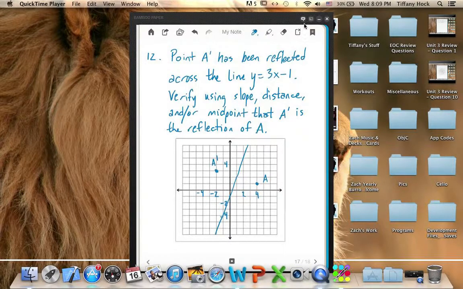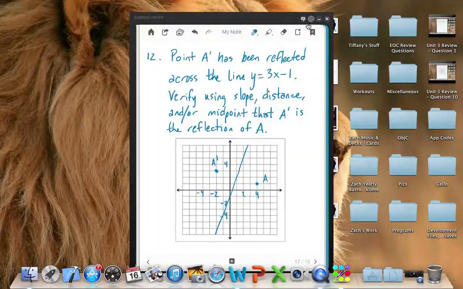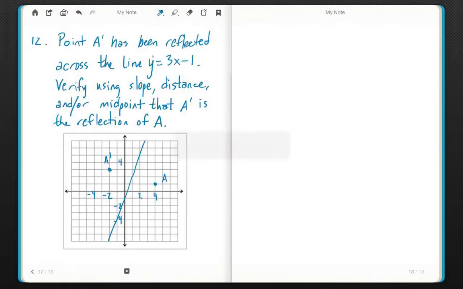Question 12 says point A has been reflected across the line y equals 3x minus 1. Talking about the image of point A. Verify using slope, distance, and/or midpoint that the image of A is the reflection of the original point A.